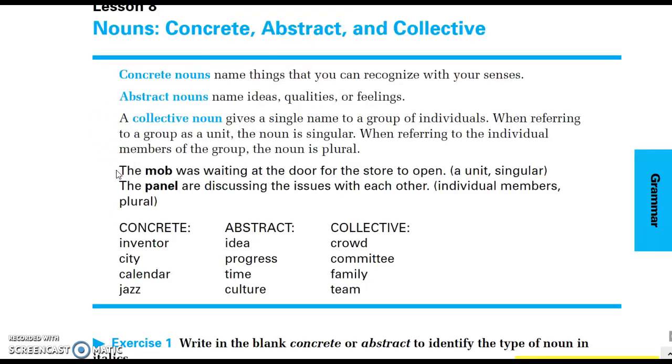Here are some examples. The mob was waiting at the door for the store to open. So mob is a unit and it's singular. Mob is a collective noun and it's referring to only one mob.